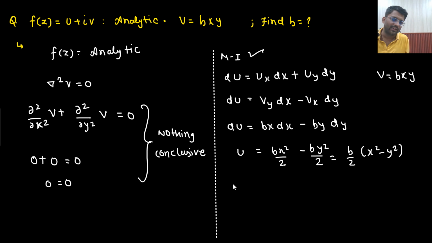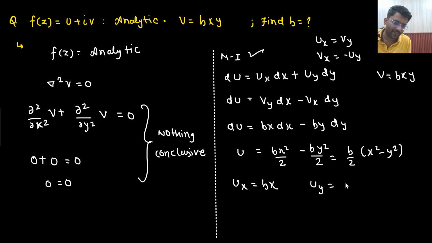Now you know one thing, that since it is analytic function, ux would be equals to vy, and vx would be equals to minus uy. So what is your ux? Ux will come out to be bx. What is uy? Uy will come out to be minus by. What is vx? Nothing conclusive here as well, right?